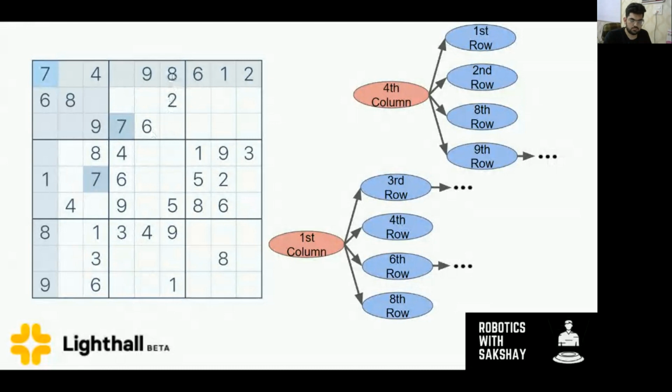Let's consider this fourth column over here, and let's say that we want to fill the number 8. So how many choices do we have? There's one empty cell over here, one over here, and 2 in the bottom here. So we have 4 options where we can fill the number 8.